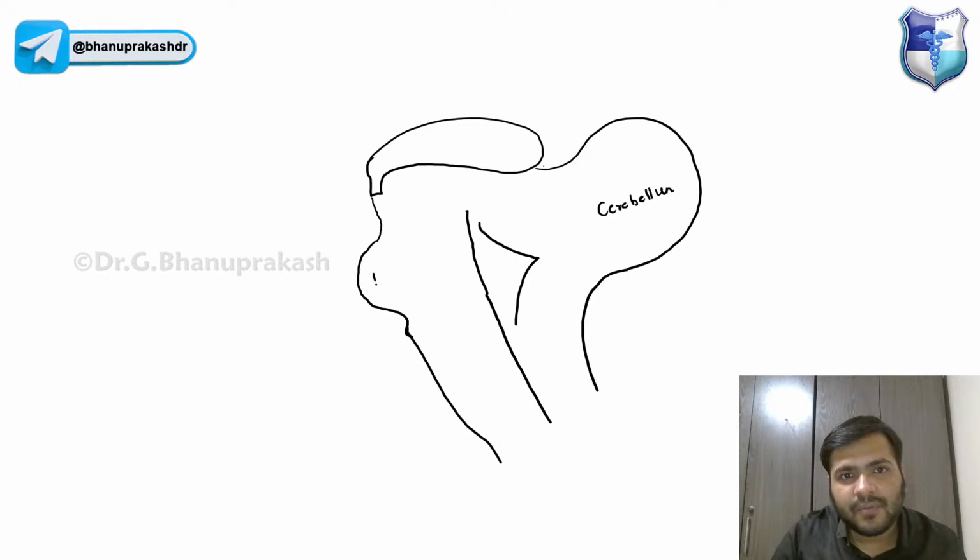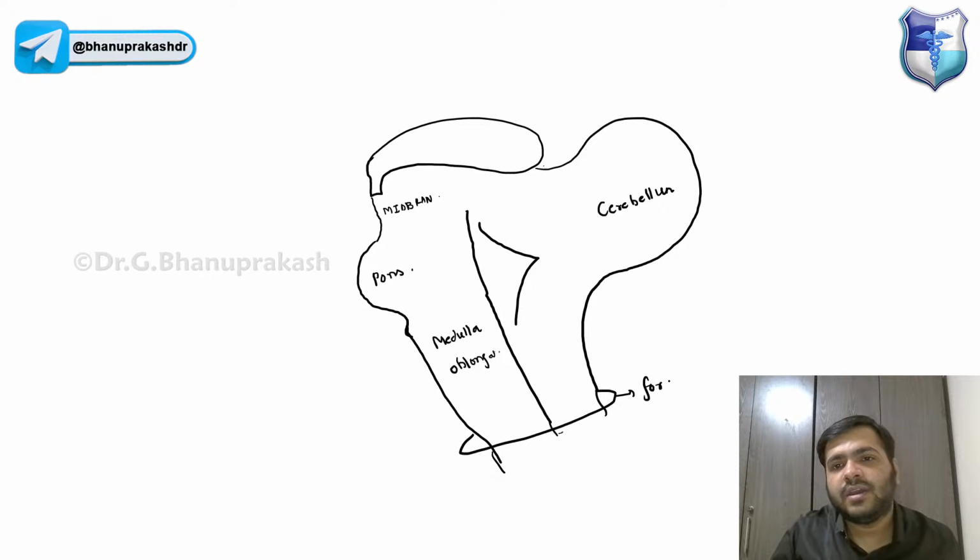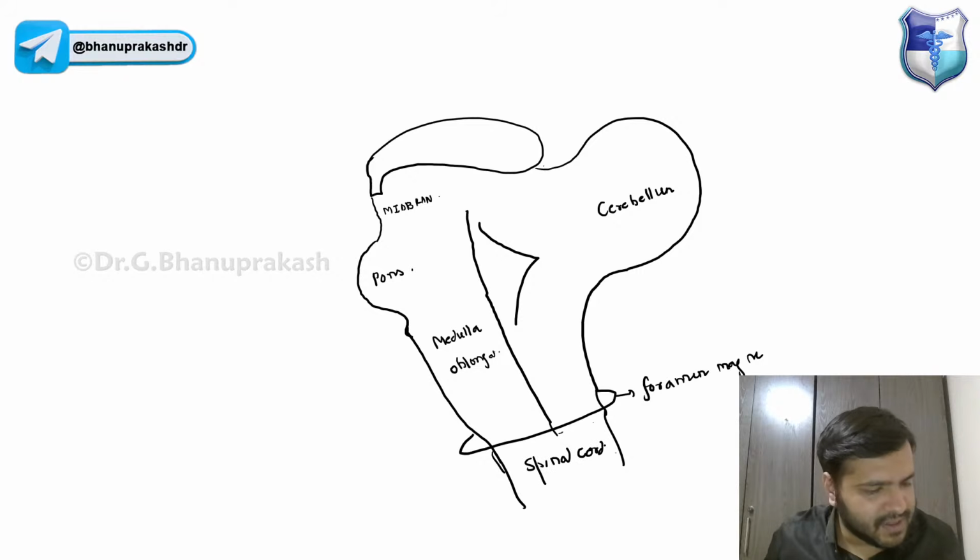And in front, what is there? We have the pons, the midbrain. Then we have the medulla oblongata, and this medulla oblongata goes down, and below the level of the foramen magnum it continues as the spinal cord. We have the spinal cord over here. So that is something basic, and you guys already know this.